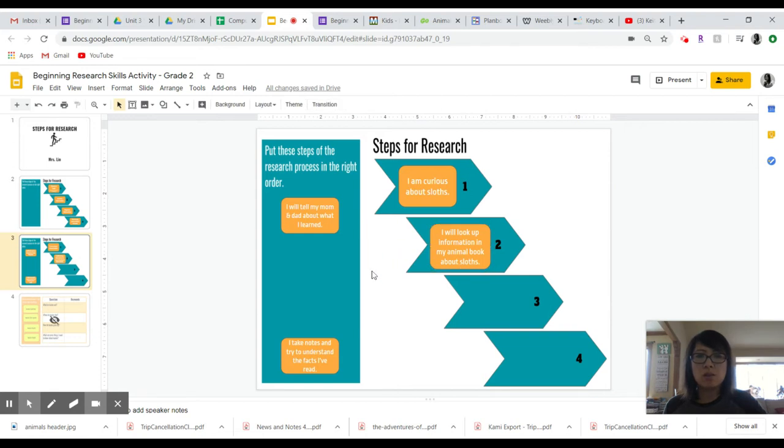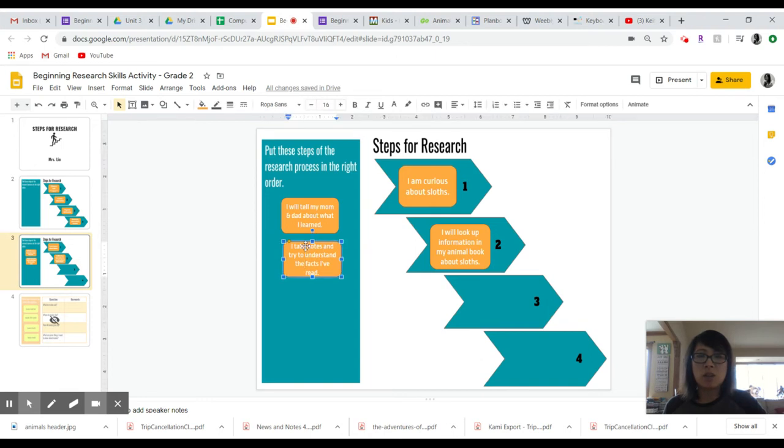Okay, what do you think the third step is? Let me try to move this box up if I can. Okay, so we have two choices. I'll tell my mom and dad about what I've learned, or I'll take notes and try to understand the facts I've read. Okay, so hopefully you've chosen this last box, right? First, we're going to take notes. Okay, so before we can even share that information, we have to be able to understand what we've read. So we're going to take notes and try to understand the facts I've read.